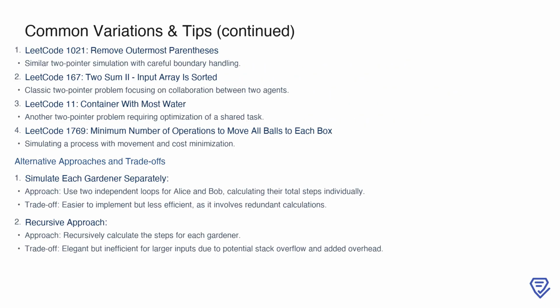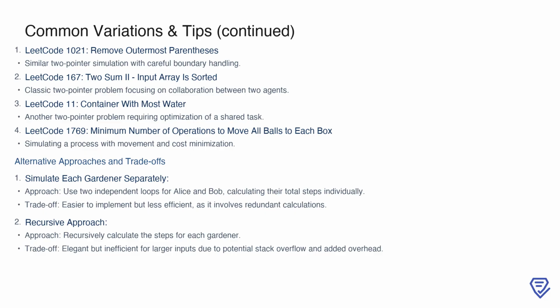To further your understanding of two-pointer problems, you can explore related problems on LeetCode. For instance, problem 1021, Remove Outermost Parentheses, involves a similar simulation with careful boundary handling. Problem 167, Two Sum II, is another classic two-pointer problem that focuses on collaboration between two agents. Additionally, problem 11, Container With Most Water, requires optimizing a shared task using two pointers. Finally, problem 1769, Minimum Number of Operations to Move All Balls to Each Box, involves simulating movement and minimizing costs.